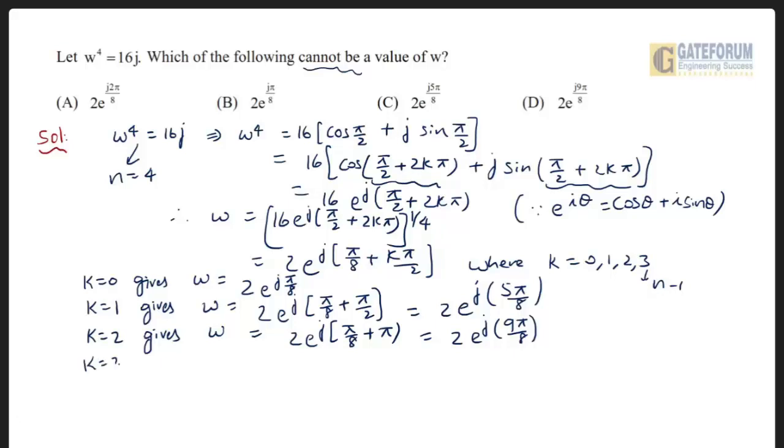K is equal to 3 gives w is equal to, here put k is equal to 3, 2 times e to the power j into (pi by 8 plus 3 pi by 2). LCM is 8. So 1 pi plus 4 into 3, 12 plus 1, 13 pi. Finally simplifies to 13 pi by 8. Okay. So this is not in the options.